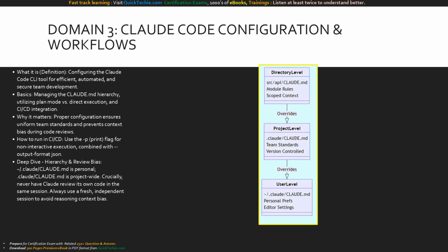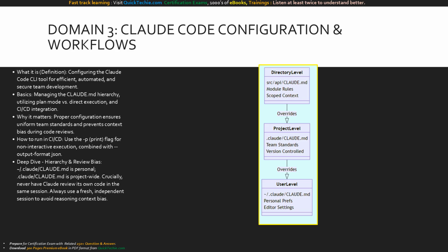Domain 3 shifts our focus to Claude Code configuration and workflows, representing 20% of your score. This is all about how development teams integrate Claude into their daily routines. You must understand the configuration hierarchy. Personal preferences like Vim key bindings go in your user-level CLAUDE.md, while team standards like TypeScript strict mode go in the project-level file. You will also be tested on CI/CD integration.